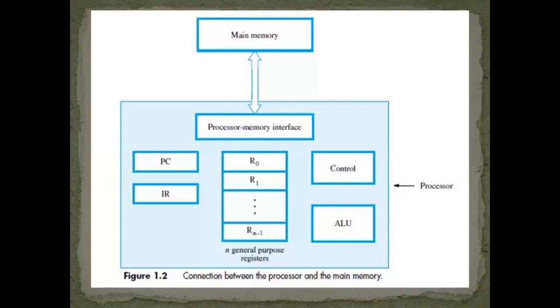This is the block diagram of how the connection is established between the processor and the main memory. Main memory is another memory in the computer. It is the primary memory. Main memory contains the currently executing instructions.